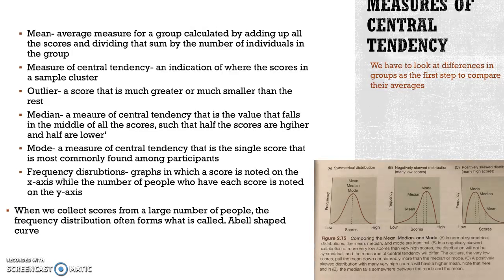Frequency distributions are graphs in which a score is noted on the x-axis, while the number of people who have each score is noted on the y-axis. When we collect scores from a large number of people, the frequency distribution often forms what is called a bell-shaped curve.